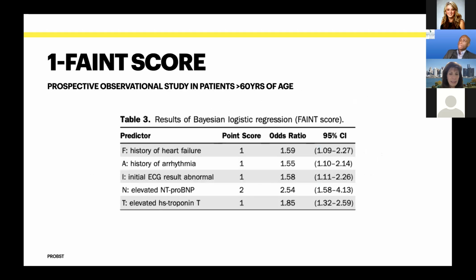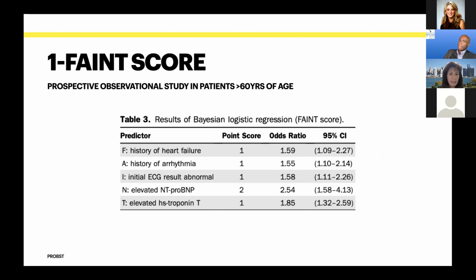And so in their initial study, they had a little bit under 3,200 adults. Their mean age was 73. 5.7% of them had the primary outcome. Interestingly, the most common outcome was SVT, symptomatic SVT.